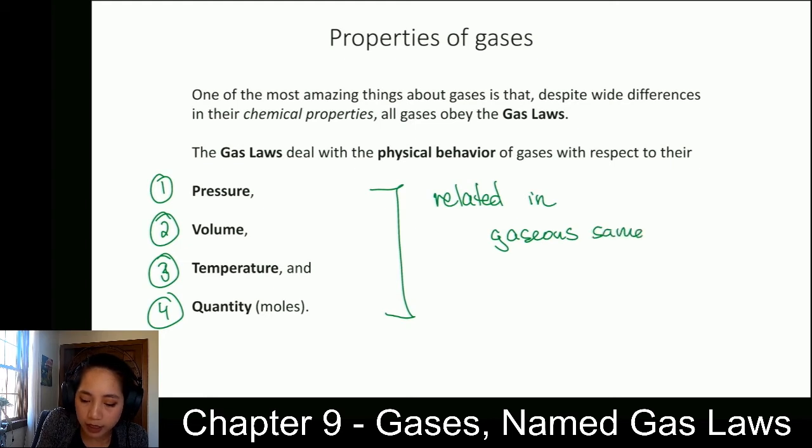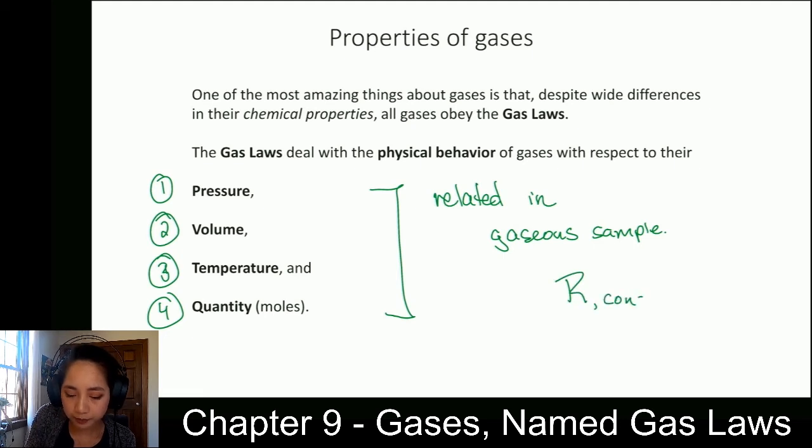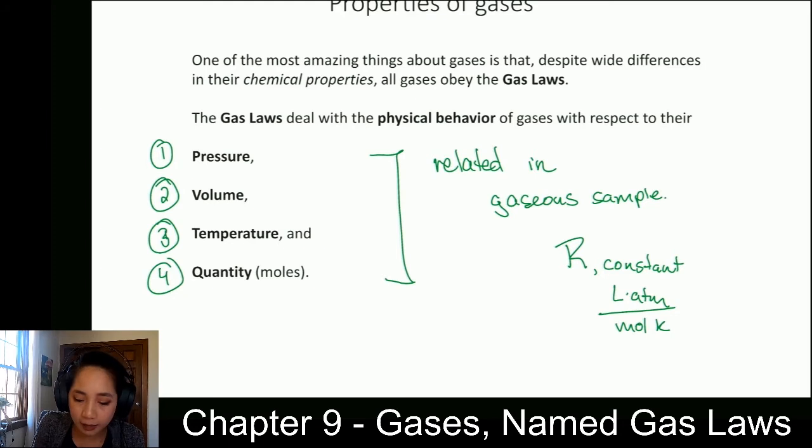So what's important here, and we'll get to this later, all of these quantities are related to one another depending on the type of constant that we introduce, and this is related to the gas law constant that we use, R. R is a constant, and the unit of R that we use has a specific unit. That unit is liter, ATM, mole, Kelvin. So it's important when we measure these different properties of a gas that we always use the units that are within our R constant.